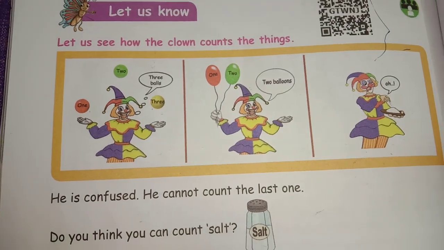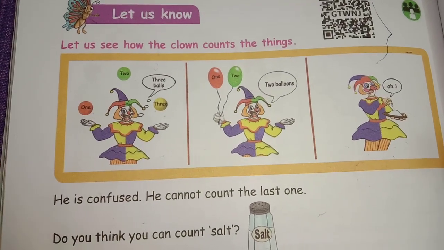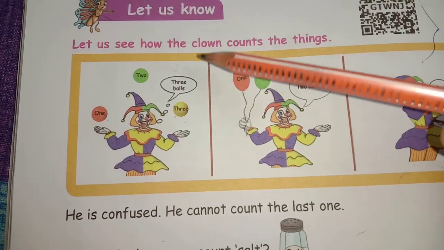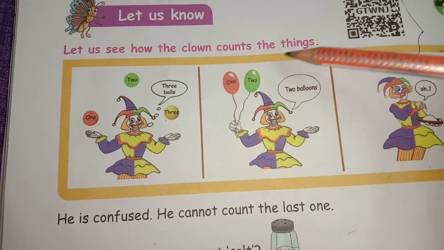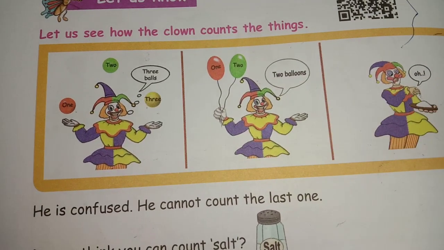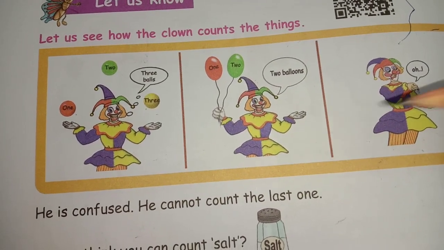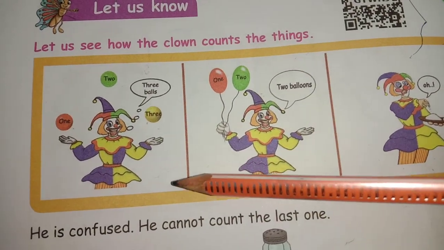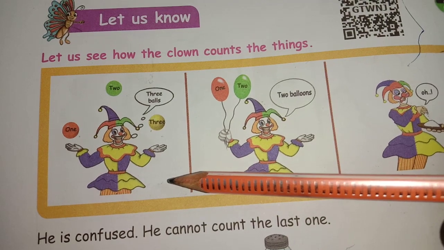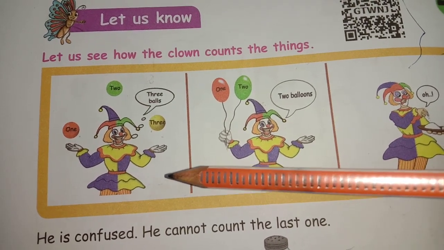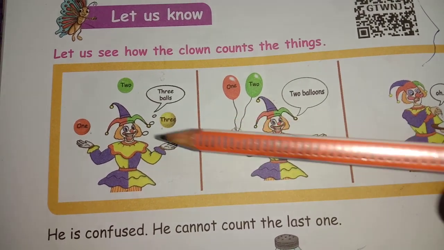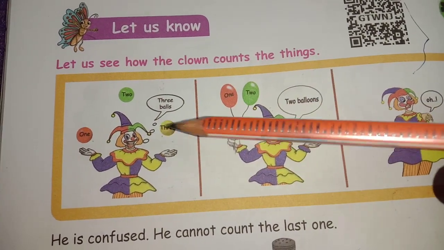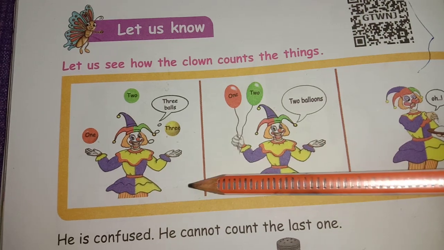Today we are going to see class 3, unit 1, page number 78. Let us see how the clown counts the things. Here they have given the clown pictures. Come, let's see. The first one, what is he doing? It is playing with the ball, and the clown is able to count. 1, 2 and 3. So he can count the balls.